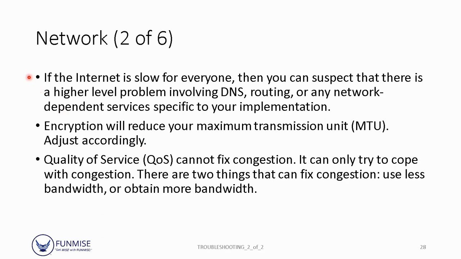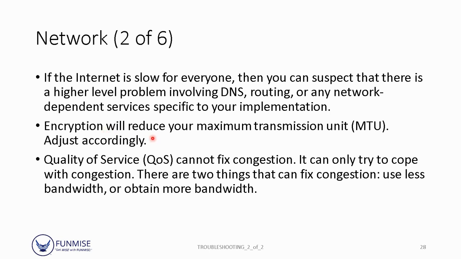If the internet is slow for everyone, then you can suspect that there is a high level problem involving maybe DNS, routing, or any network dependent services specific to your implementation. Now, of course, there could be actual issues at your internet service provider. It may be worth giving them a call if the internet is suddenly slow for everyone and you haven't made any changes. Now, encryption will reduce your maximum transmission unit.